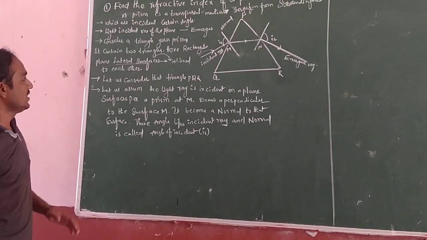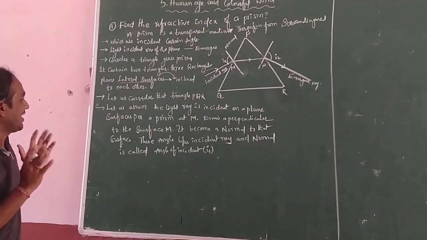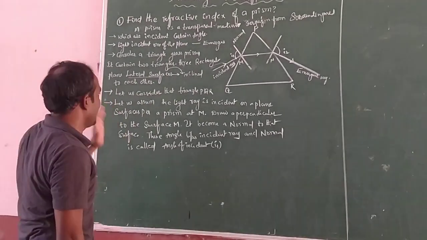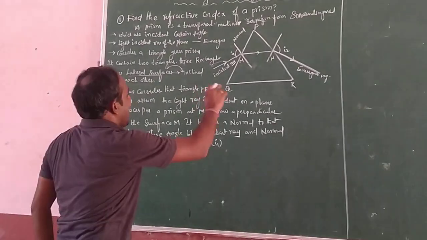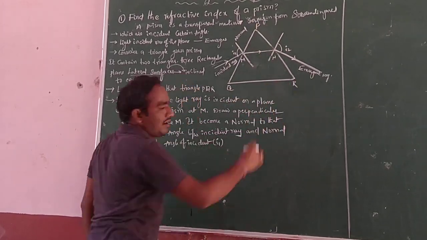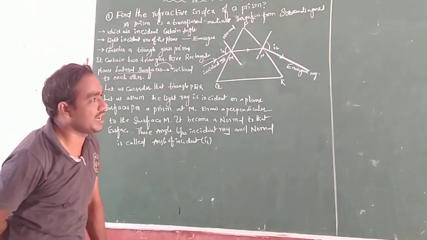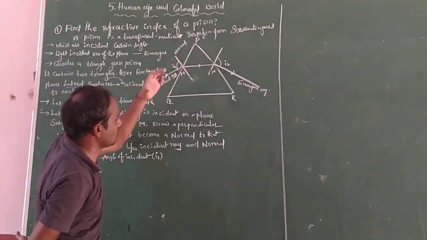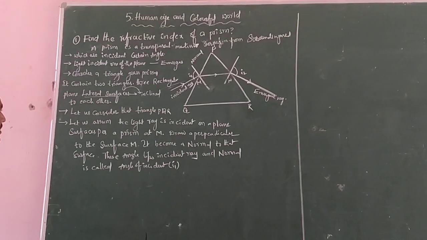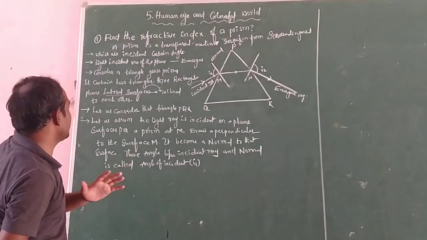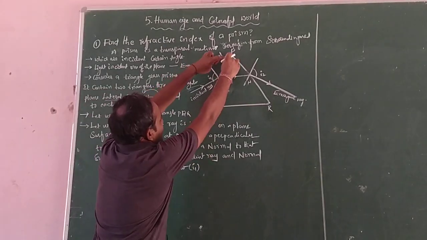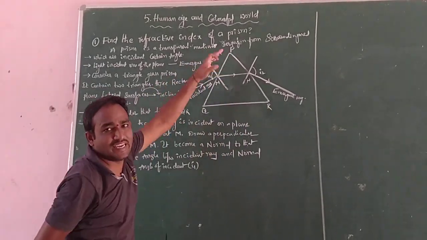And one more thing, there are three rectangular lateral surfaces, that is PQ, QR and PR. So how many lateral surfaces do we have? Three. What are they? PQ, QR, PR. And these surfaces are inclined to each other, connected to each other.